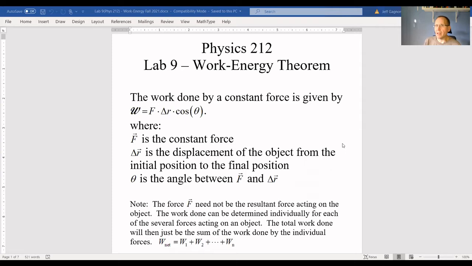This is lab 9, which is on the work energy theorem. So in this lab, I want to discuss the basic idea of work and how to compute work and what energy is, what kinetic energy is, what potential energy is.